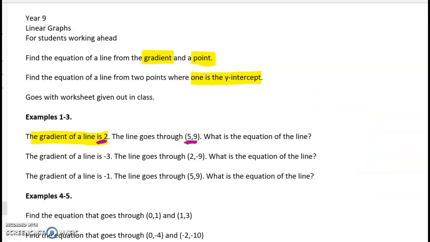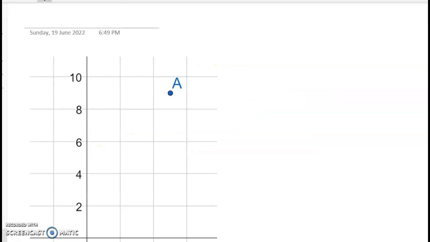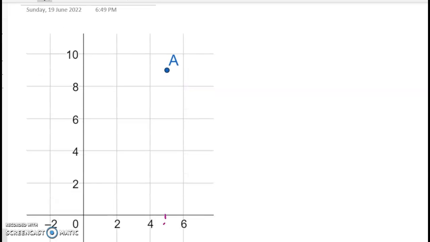So what do we know here? Well, the gradient of the line is 2. That means my line will have the form y equals 2x plus a number, and we'll call that number c. If we look at it in GeoGebra, all we've got so far is that the line goes through this point (5, 9). Here it is.